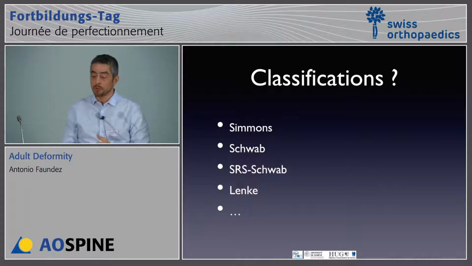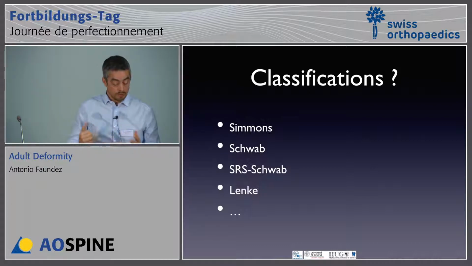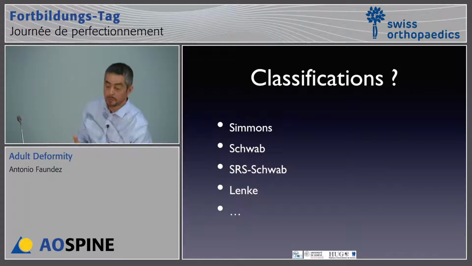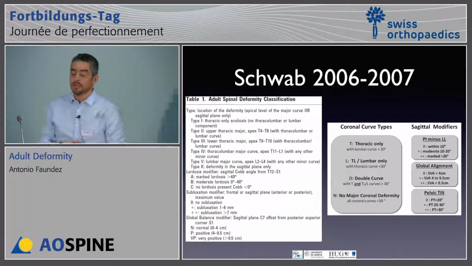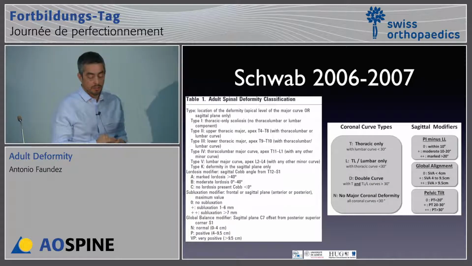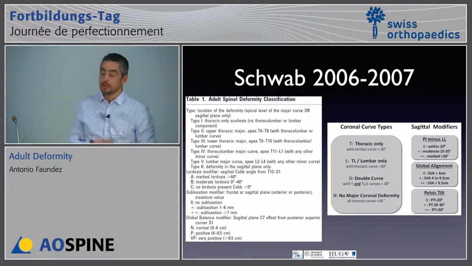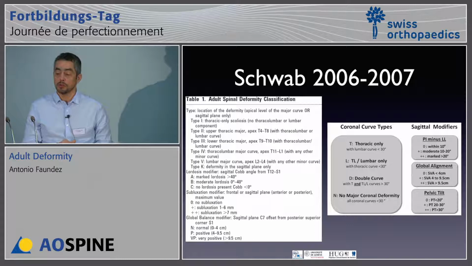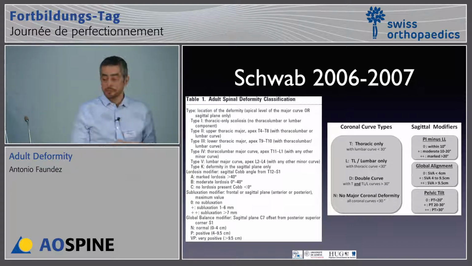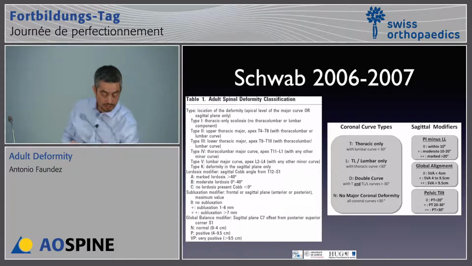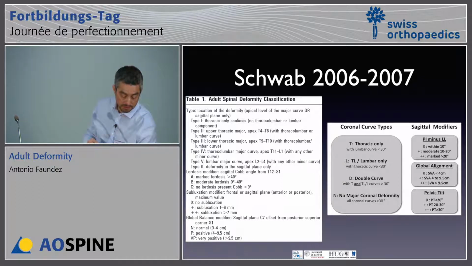What about the classifications? There are a lot of them. I'm not going to go through them. I'm just going to describe one which I think is useful. But you have Simmons, Schwab, SRS, Schwab, Lenke. I have a hard time understanding and finding all the cases, putting my cases into the classification. But this is the Schwab classification, which initially was only based on coronal plane X-rays, but then they added the sagittal modifiers, the PI minus LL, so the lumbar lordosis pelvic incidence mismatch, for instance.